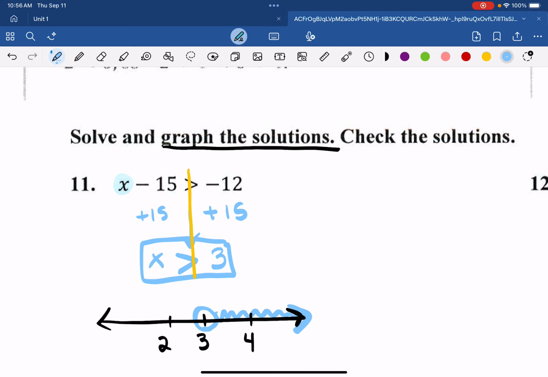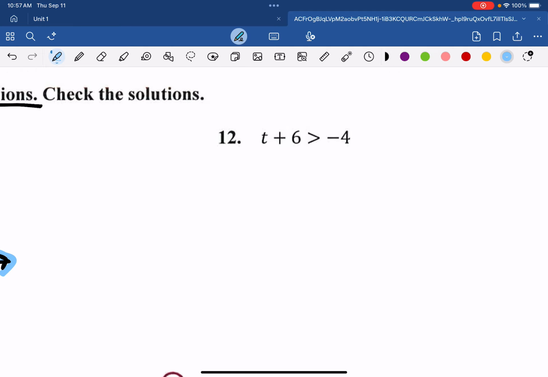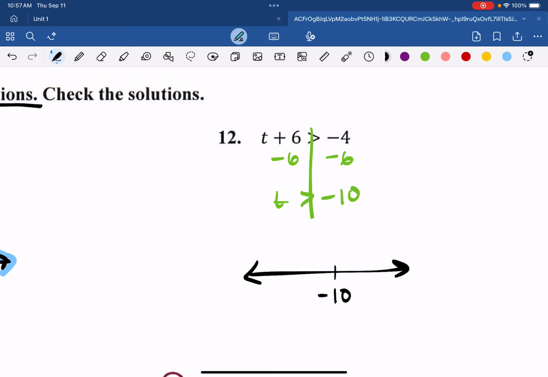Okay, let's try number 12. Okay, so I draw my line down. I'm trying to get t by itself, so I'm going to subtract 6 from both sides. So I have t is greater than -10. I'm going to graph it. My critical number is -10. Go 1 on each side. Now I see it's an open circle on -10, and t is greater than. So I'm going to be getting bigger.